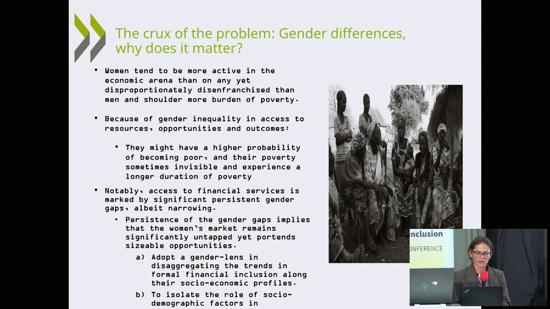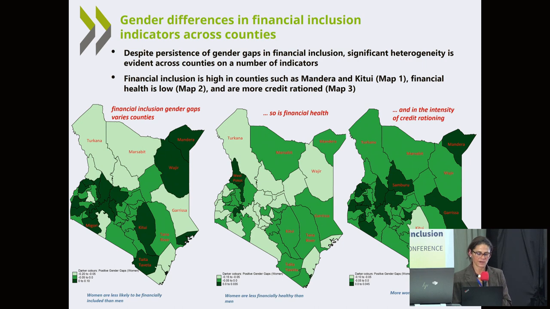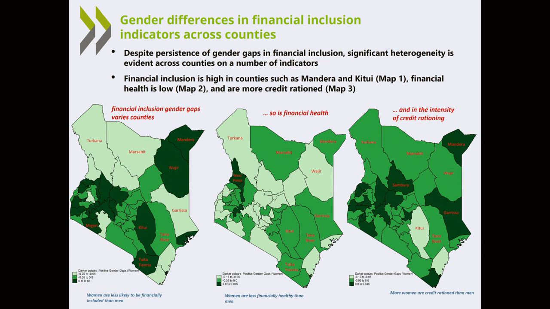So I'm going to launch straight into Kiplangat's analysis, because I think he's got some very interesting maps for us to kick off the presentation. Here, he's looked at the differences across the counties in terms of the inclusion of men versus women. The dark green shows that women are actually more financially included than men in these counties. The light green means that they are less financially included than men, and the mid green means that the inclusion is roughly at parity. And it's very interesting to look at the number of counties where we've actually got a higher level of financial inclusion for women.